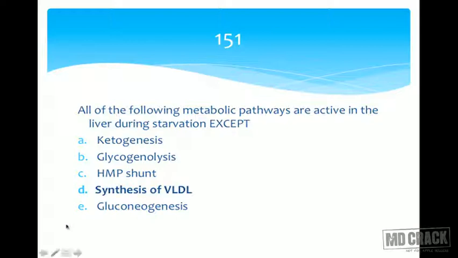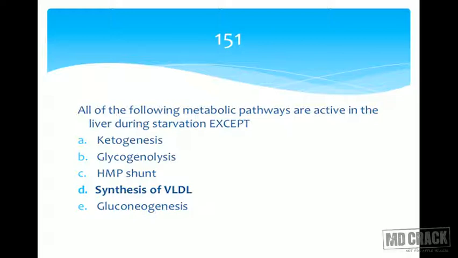Synthesis of VLDL. Other than this, all other pathways are active. So ketogenesis: liver is the only site for the synthesis of ketone bodies, so naturally ketone body synthesis is going to take place. Glycogenolysis is active in the first few hours of starvation. The main way by which the liver maintains blood glucose level is by glycogenolysis of whatever stored glycogen is there.